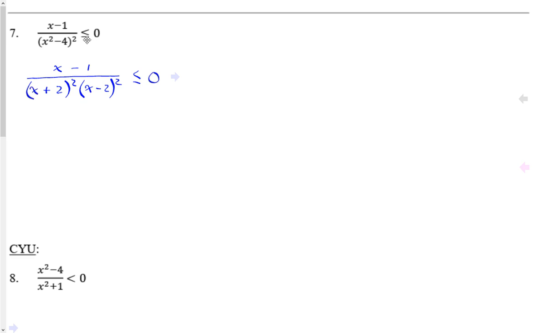Now that I have this in factored form, I would like you to set up the number line with the test points and see what you get for a solution. So again, I'll ask you to pause the video at this point and restart once you've finished question number 7.